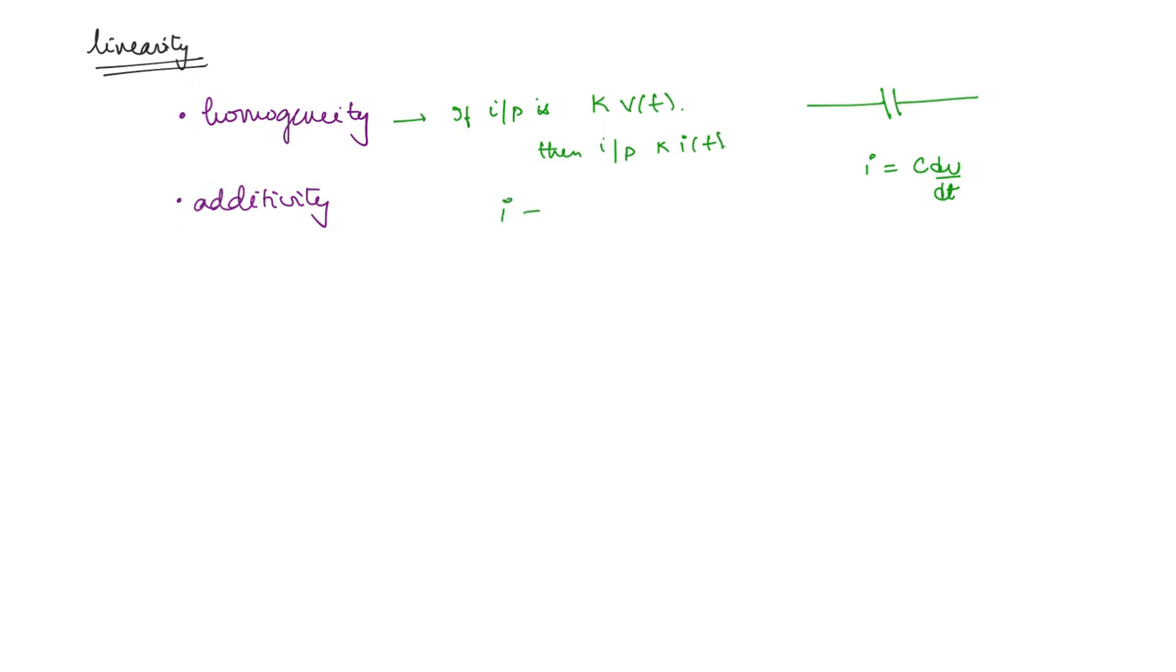So I is equal to C into d by dt of the new V, let us say V dash, so C dV dash by dt. V dash is nothing but k times V of t. K you can take out common because it is a constant. So k into C dV by dt. C dV by dt is nothing but the old current. So you are going to get k times I. So the homogeneity property is satisfied.